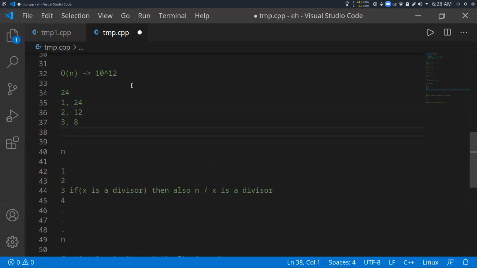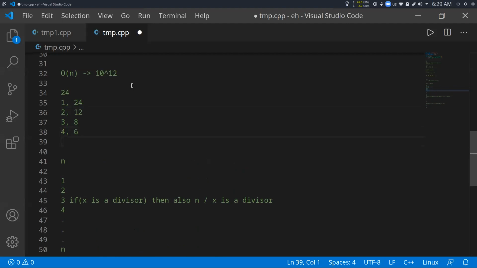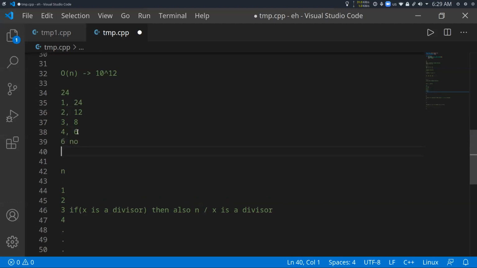And 4 is not a divisor, I guess. No, 4 is a divisor. Yes, 4 times 6. So 4 is a divisor, but also 24 over 4 is a divisor, which is 6. So that's it. 5, no. Here we checked for 5, and it's no.